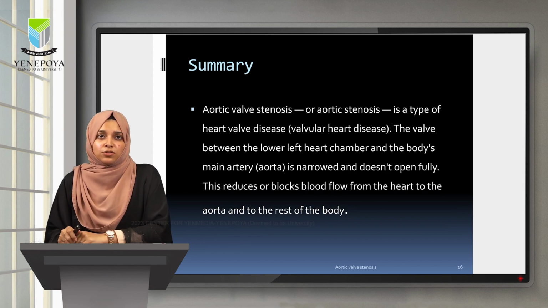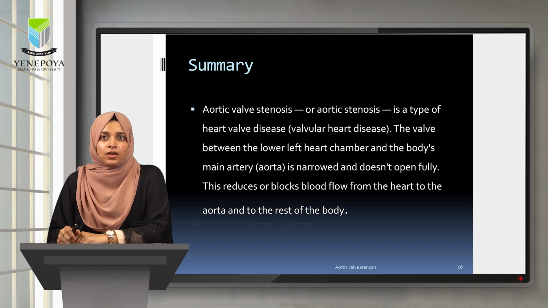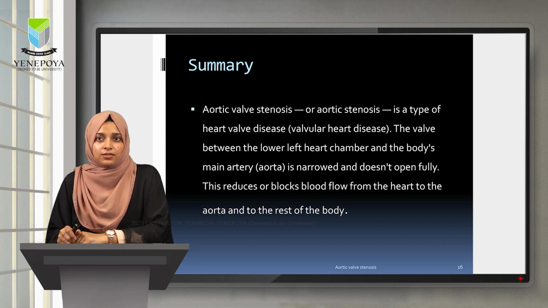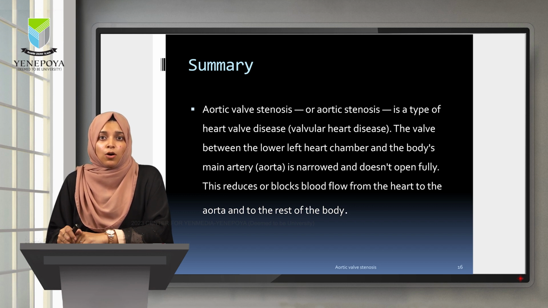Let's summarize today's topic, aortic valve stenosis. It is a type of heart valve disease. The valve between the lower left heart chamber and the body's main artery is narrowed and doesn't open fully. This reduces or blocks the blood flow from the heart to the aorta and to the rest of the body.